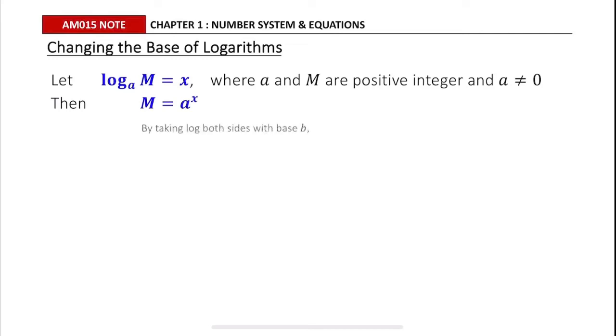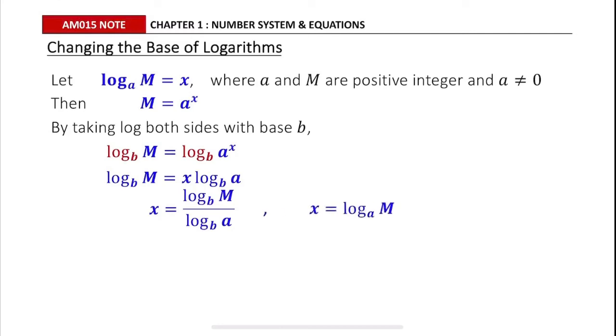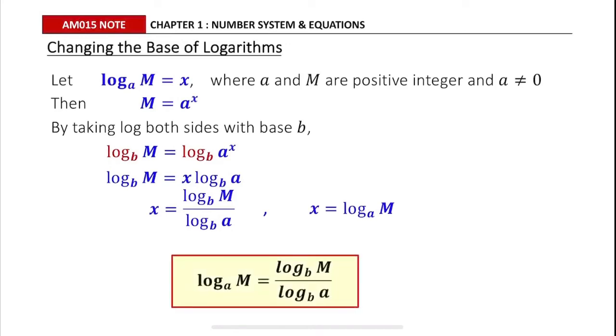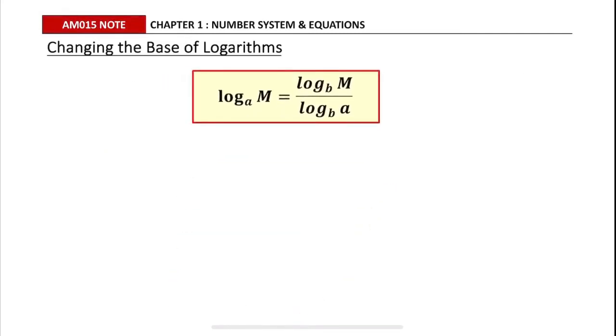By taking log on both sides with base b, we have this equation. Then by using the power rule, we can transfer x to the front of the log and express x as the subject. Since x is also equal to log base a of m, they are both equal to each other, and we get this formula. To memorize this formula, we look at the position of m and a, where m is above a. We know that this is the formula to change the base of logarithm.